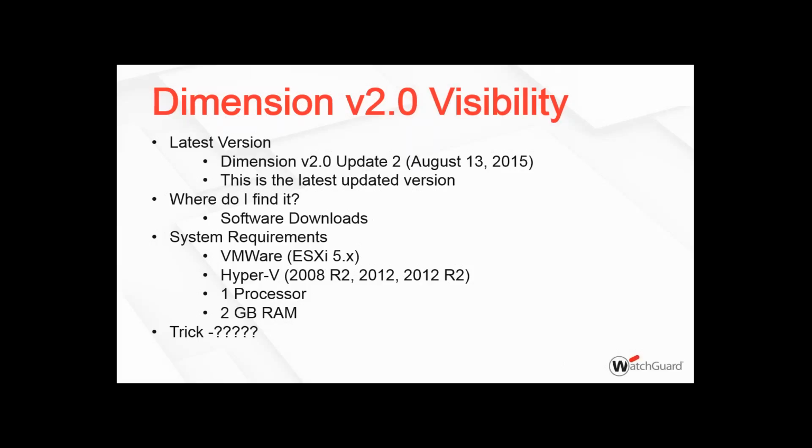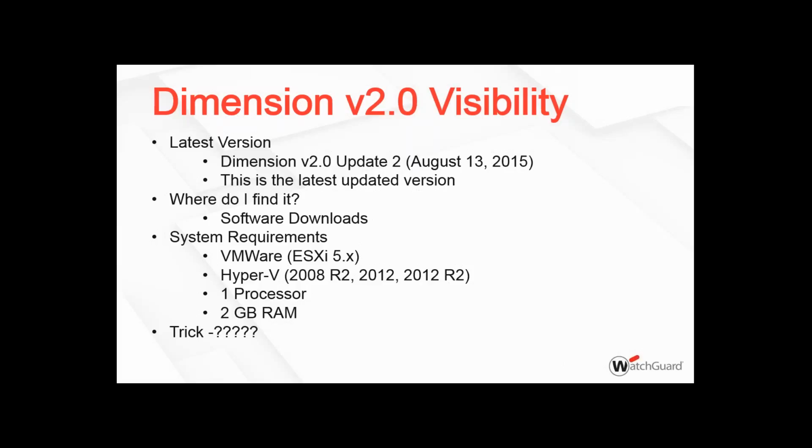First of all, for Dimension 2.0, visibility is what we're calling it now. In order to get it installed on your computer, we do have some system requirements for it. Before I go into the system requirements, though, I just want to let you know, for some of you who might have been early adopters of Dimension 2.0 visibility, we did come out with an update last week, on August 13th, and it does address some issues, primarily with the new Windows Edge browser. So if you were an early adopter of Dimension 2.0, you probably want to upgrade to the newest version.